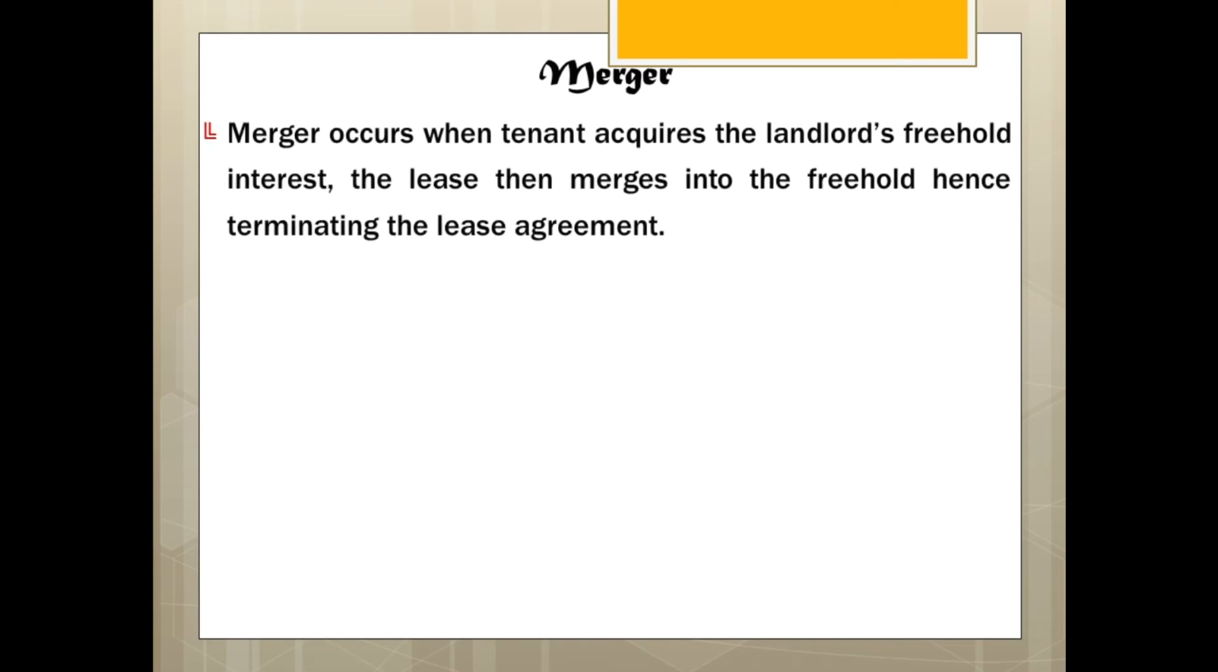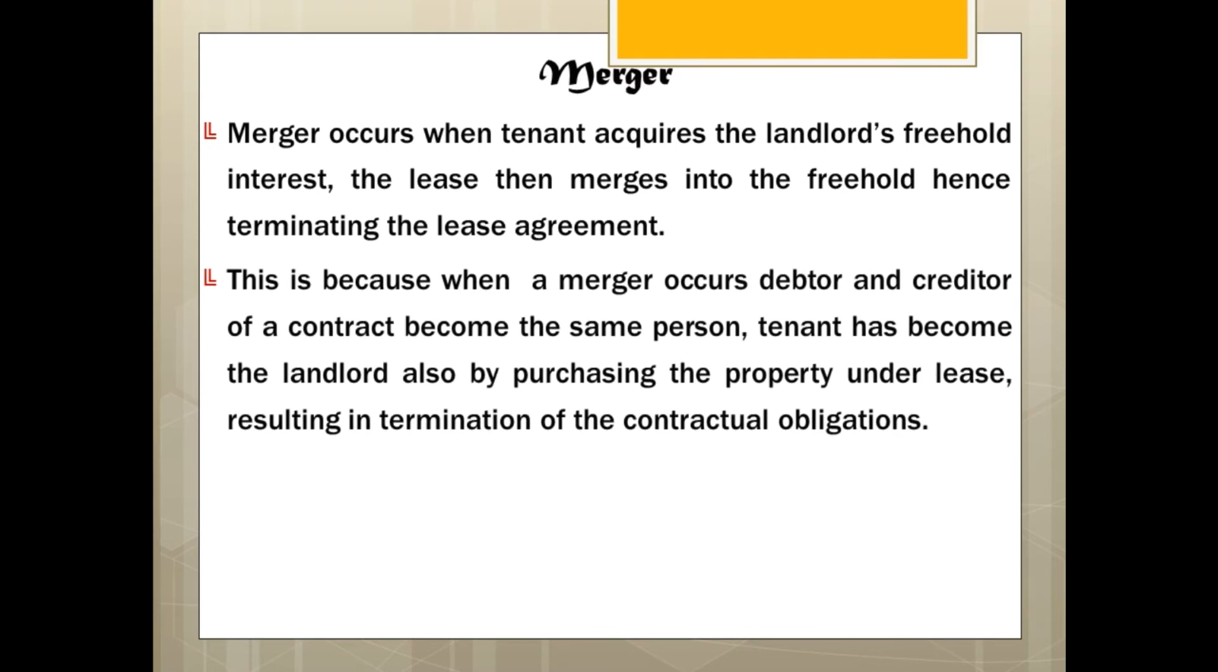Merger occurs when the tenant acquires the landlord's freehold interest. When the tenant acquires part or buys the property under lease, the lease then merges into a freehold, hence terminating the lease agreement in this case. This is because when a merger occurs, the debtor and the creditor of a contract become the same person. The tenant has become the landlord also by purchasing the property under lease, resulting in termination of the contractual obligations. That is a merger.